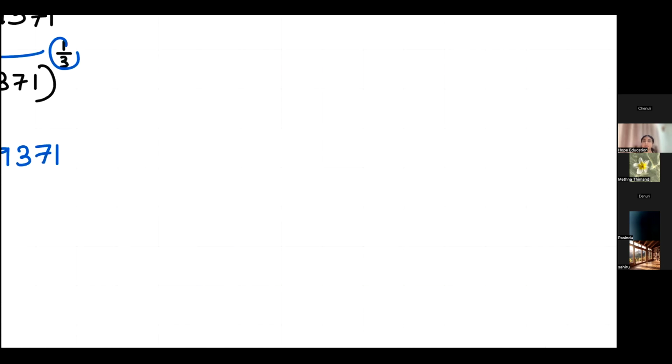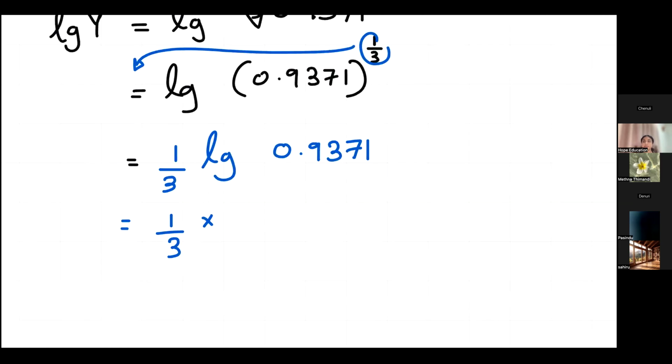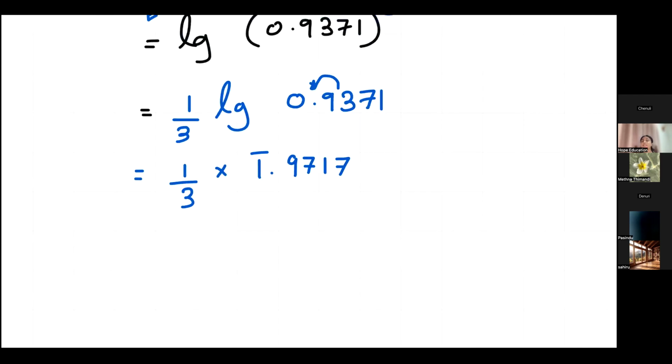Others? I got one answer. Okay, another one. It is 9717. Default and the decimal place, so that is bar 1. Now we have to divide. So 1 over 3 means division. That means bar 1.9717. We have to divide by 3.